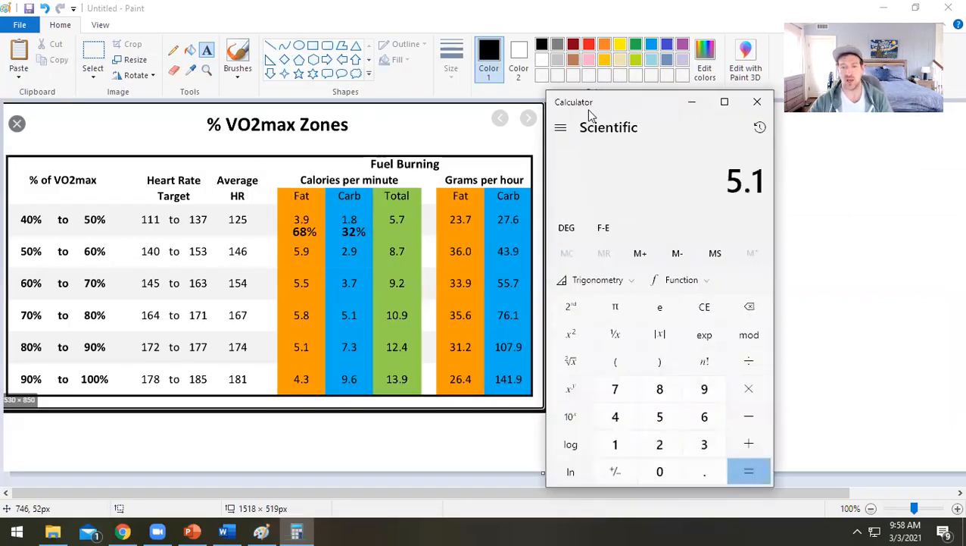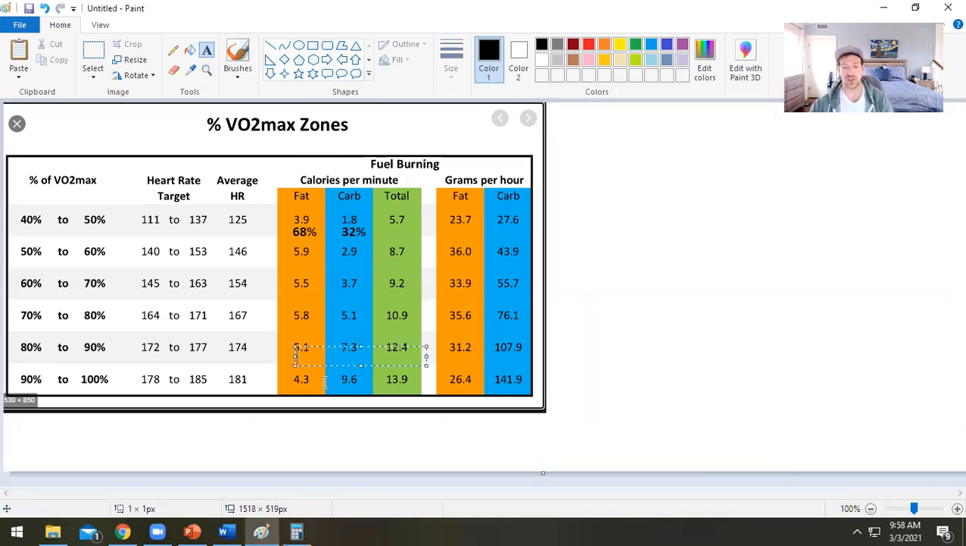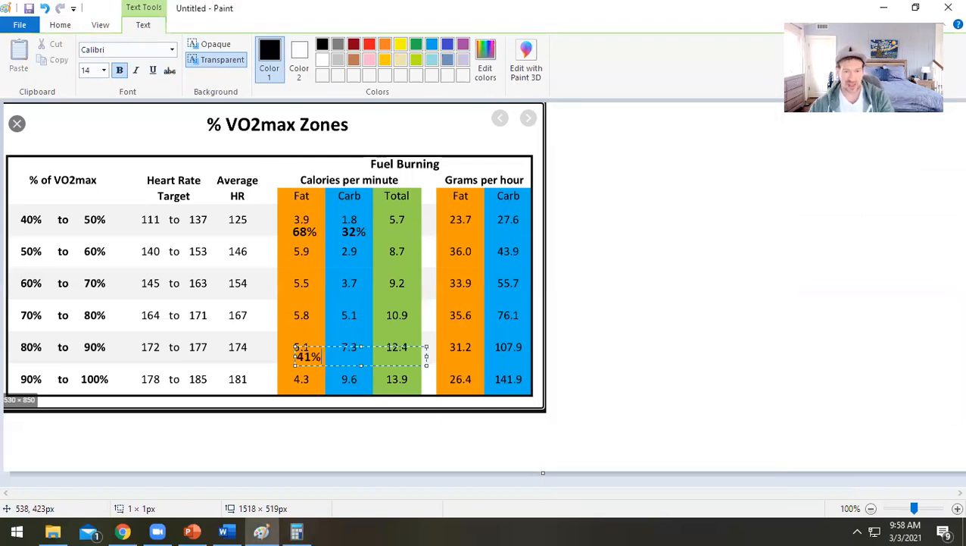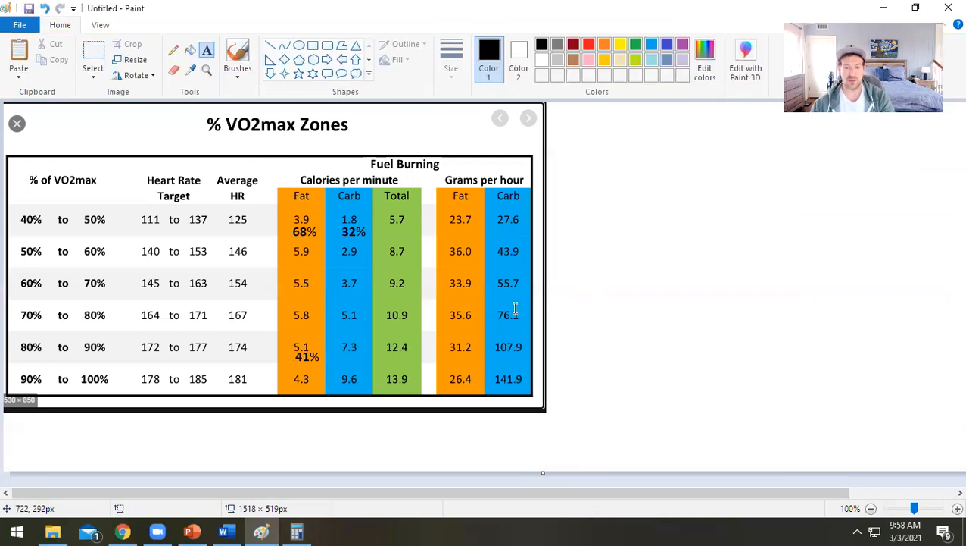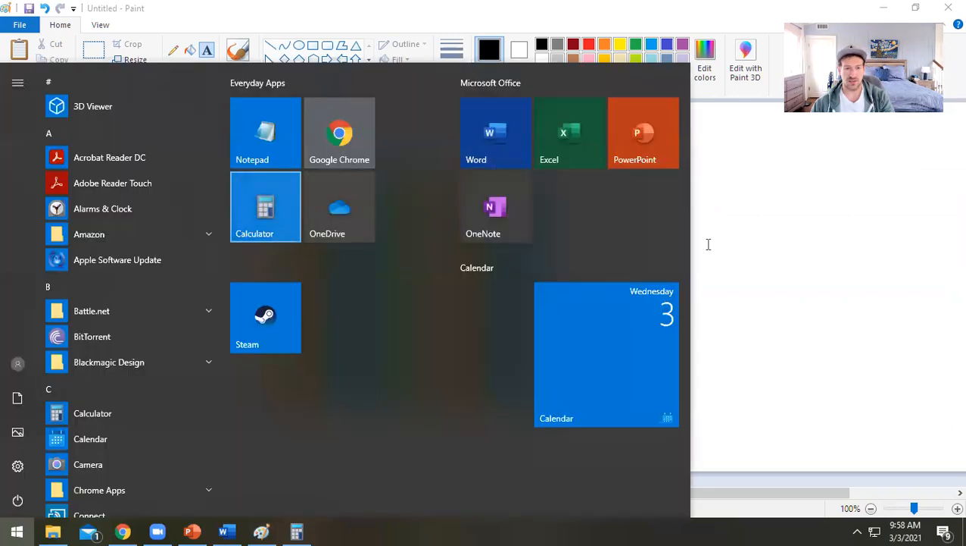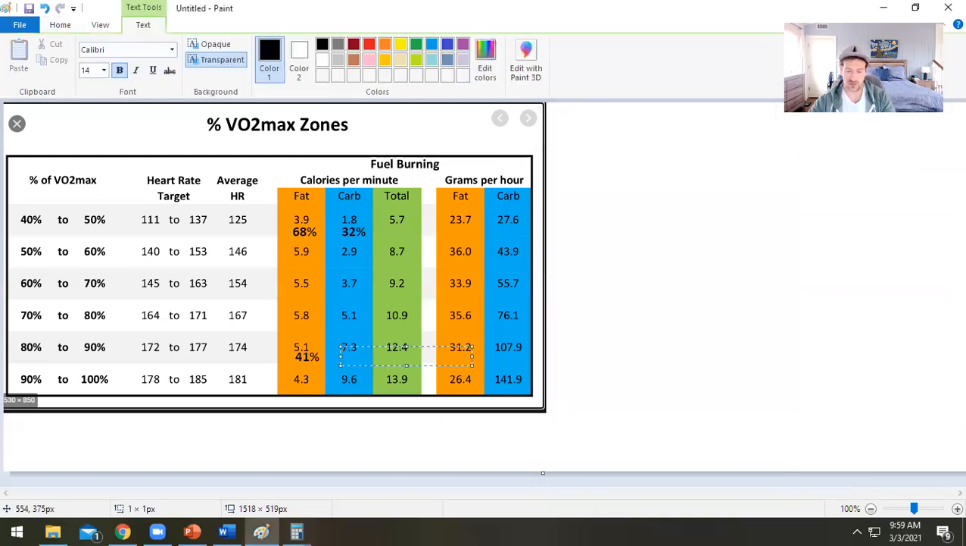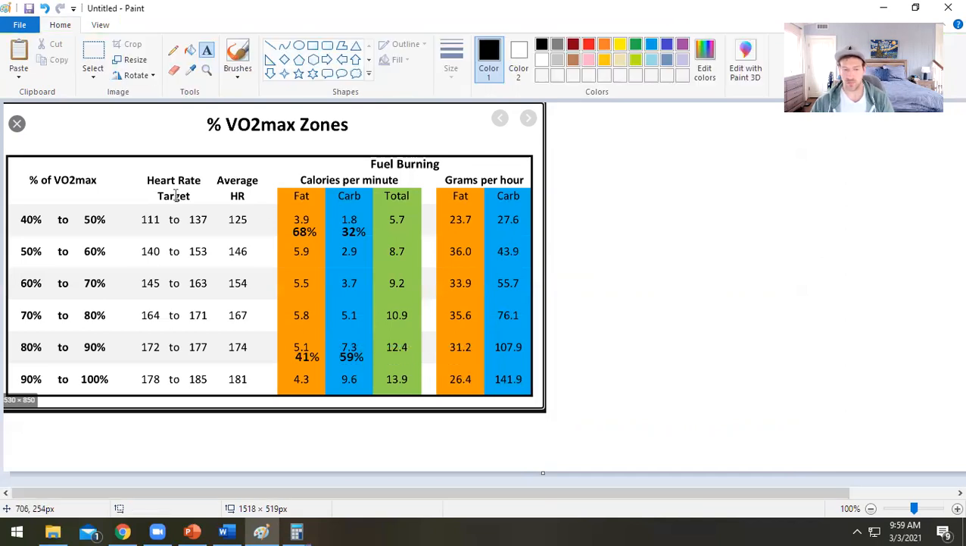So that's going to be 5.1 divided by 12.4. Now they're only burning 40% of their calories from fat. Was it 41% of their calories from fat? So now they're out of the fat burning zone. But then we look at 7.3 divided by 12.4. That's 59%. And they're burning 59% of their calories from carbs here, right?